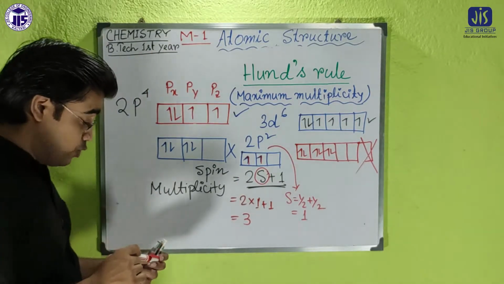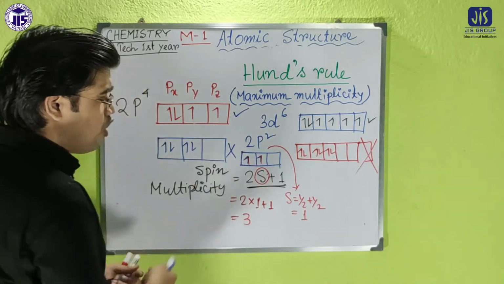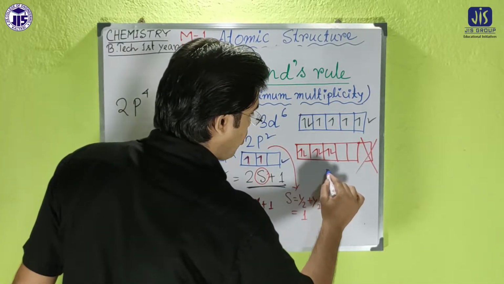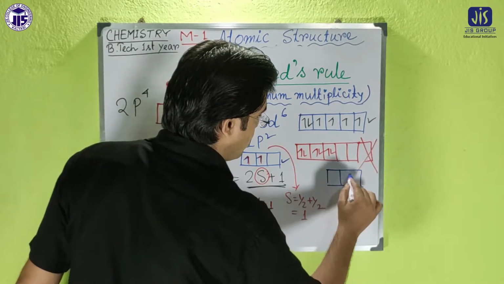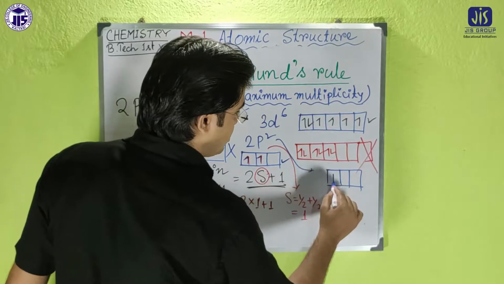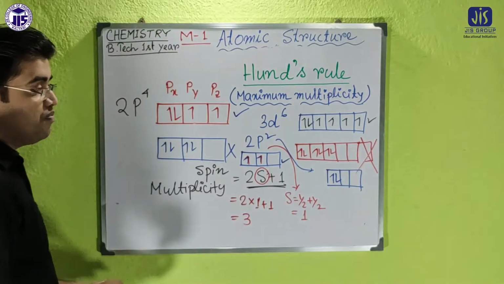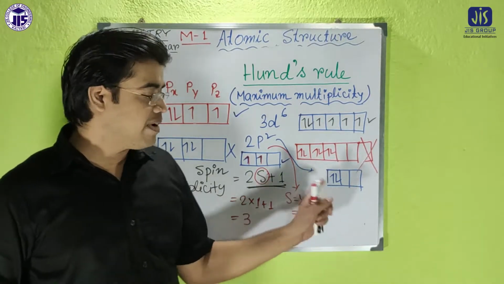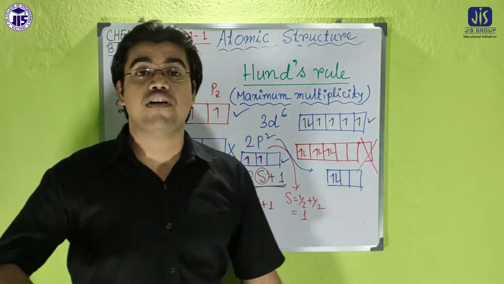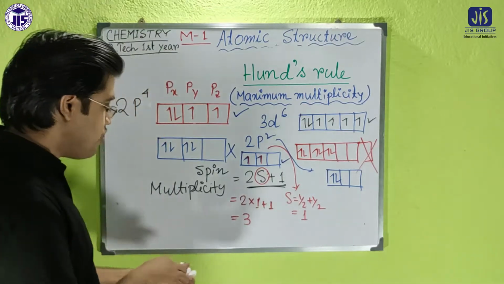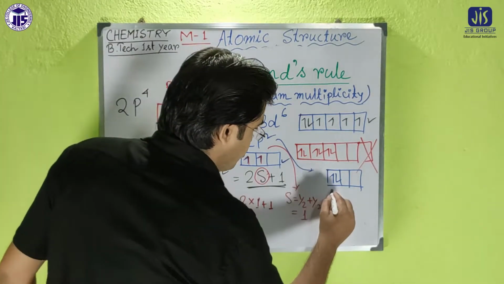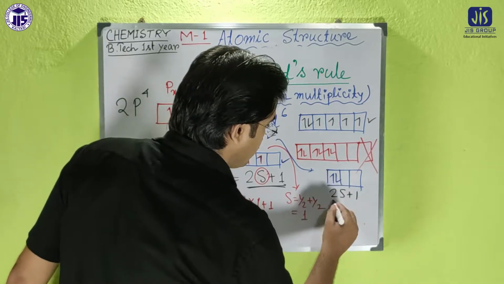Now you can also put the two electrons differently. The first is the right method. I will show you what the spin multiplicity will be if it is wrong. For 2p2 you can also put the electrons like that. It is not right, but I'll show you how the spin multiplicity value is affected. If you calculate the spin multiplicity value, it will be 2S plus 1 in the same way.